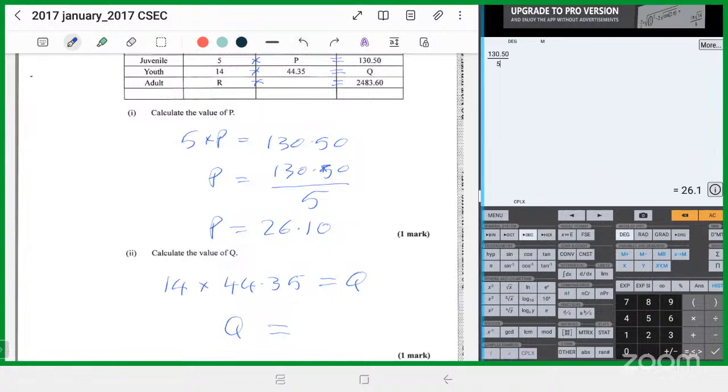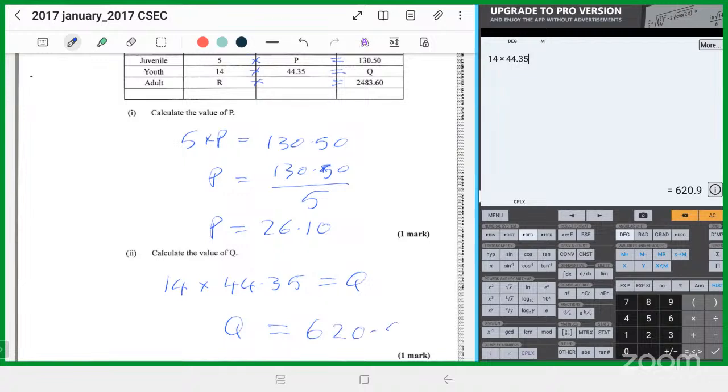So it's 14 times 44.35. That's 620.9. But remember, Q again is money, so I'll put 620.90 because Q is money. All right, let's continue.